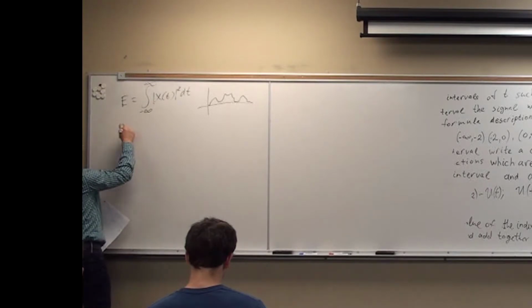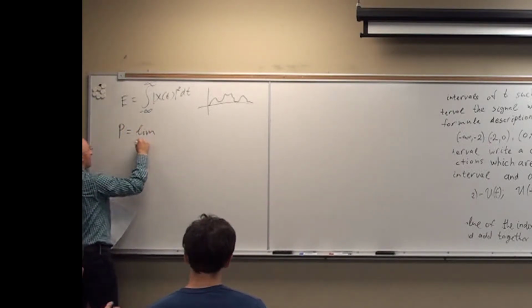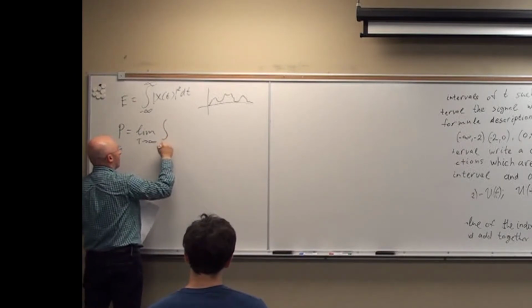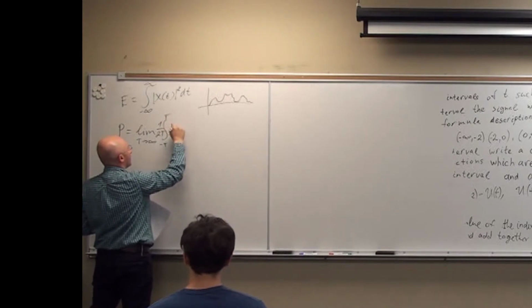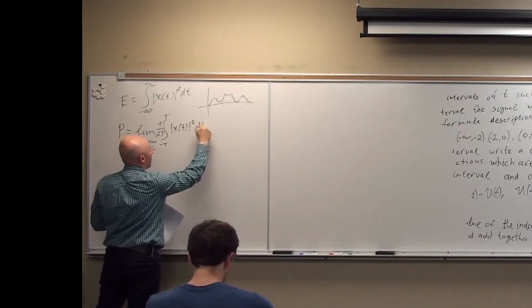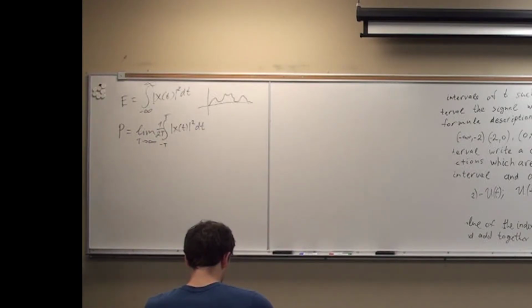Now, power is a little bit more tricky. You put some limit, t goes to infinity, integral from minus t to t. Now, pay attention to something very important. Energy takes the signal from minus infinity to plus infinity and finds all the area of the signal squared. Power does the same thing, but divided by the length of the interval, which also goes to infinity. Which means power should obviously be less than the energy, because you're dividing by infinity essentially.